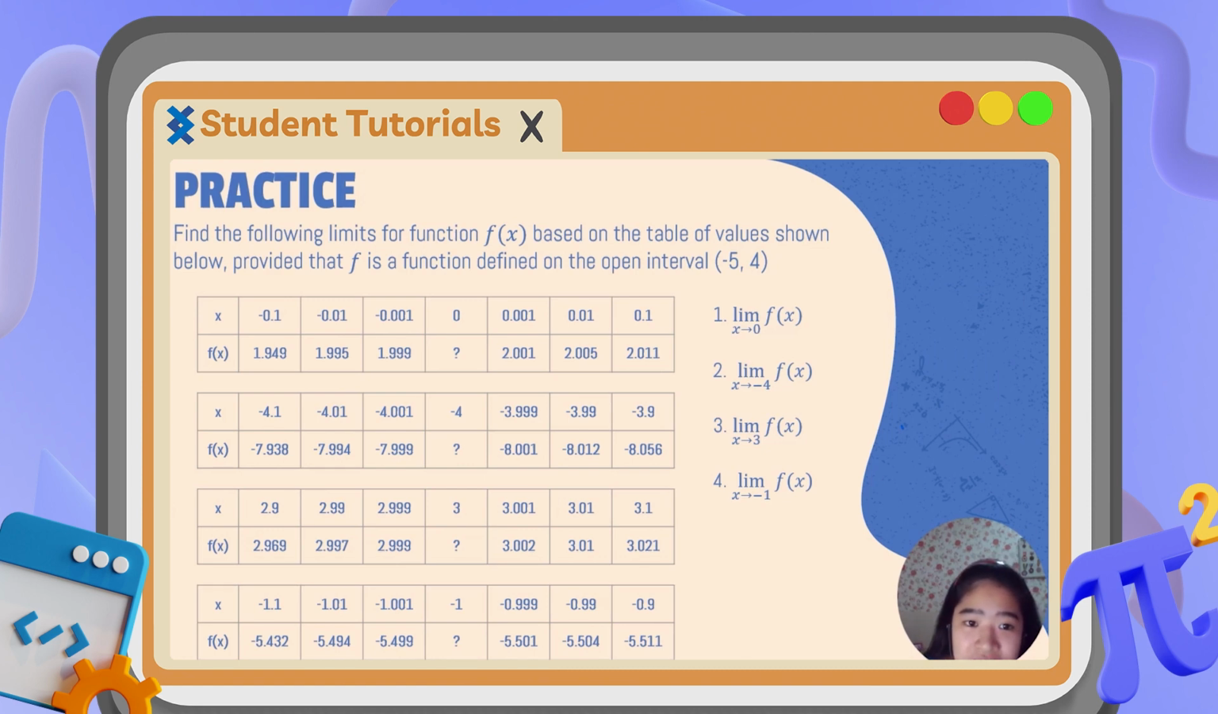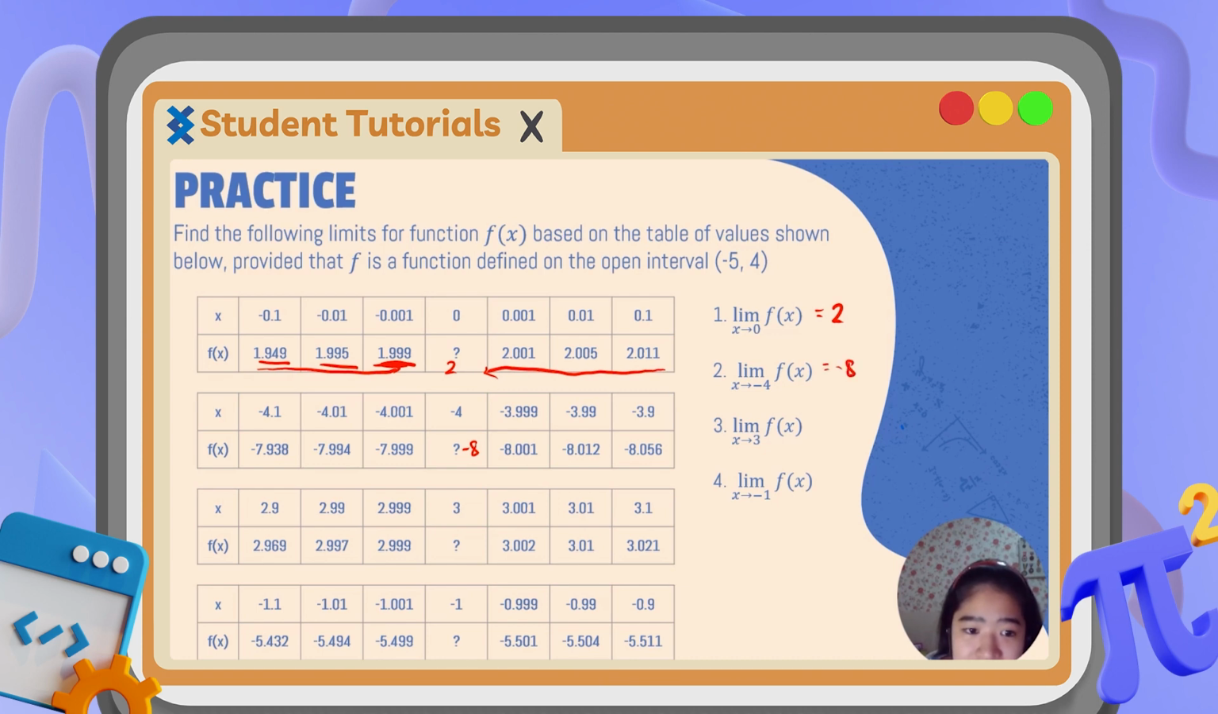Next. Okay, so here is trying to get the limit by looking at the table of numbers. Here we can see that from the left side, f of x is approaching 2. See, it's 1.949, 1.995, 1.999. So this would be approaching 2. And same for the right side, it's going downwards, getting closer also to 2. So your answer for the first number would be 2. And then next, you just use the same logic for here. The answer would be negative 8.